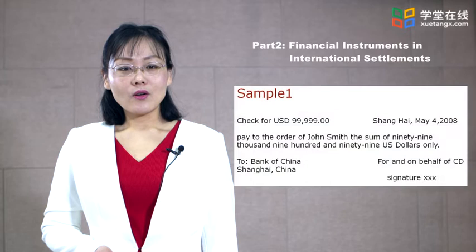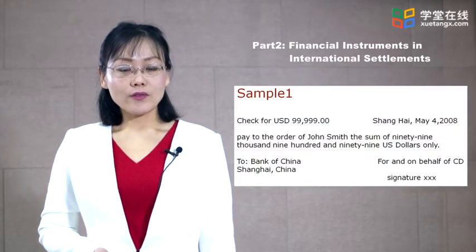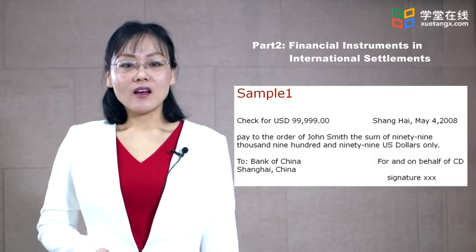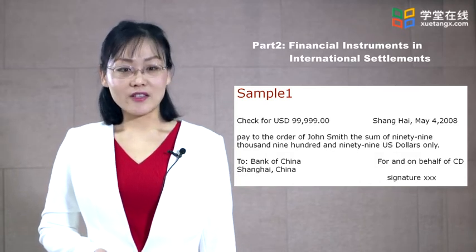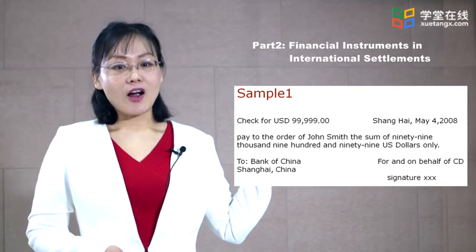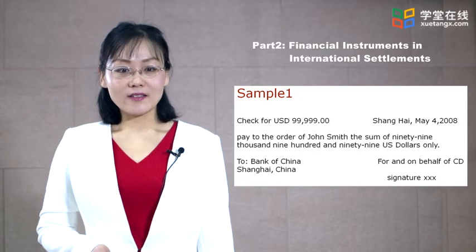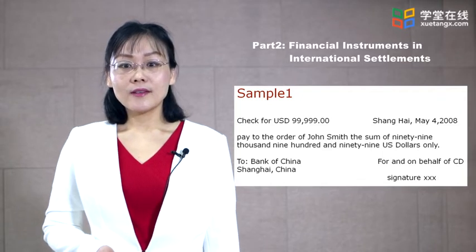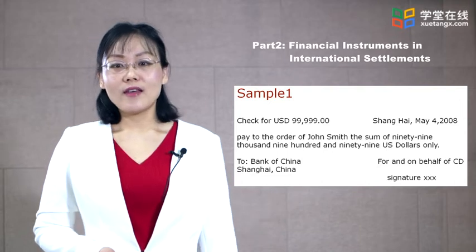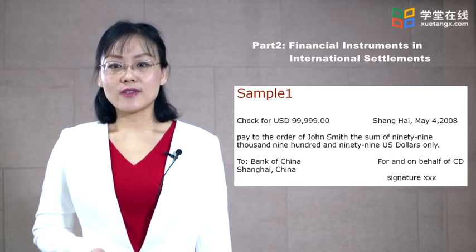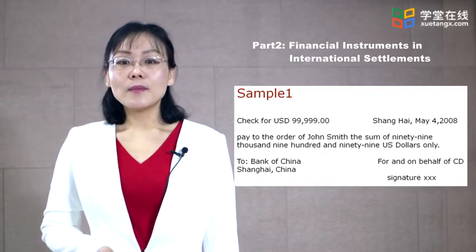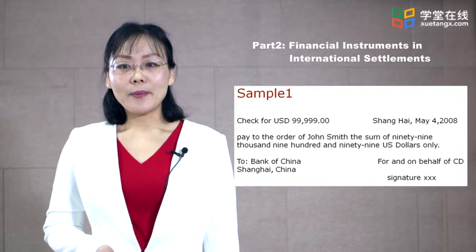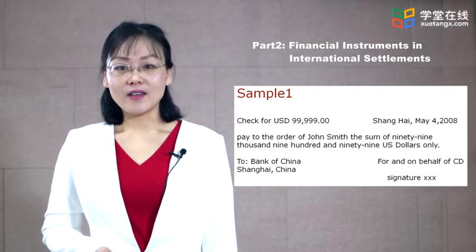Next, we present an example for a check. In appearance, a check looks more like a bill of exchange. At the left upper corner is the word check, followed by the amount in figures. Then, at the right upper corner is the place and the date of issuance. The main body of a check is also an imperative sentence: pay to somebody some money in words.